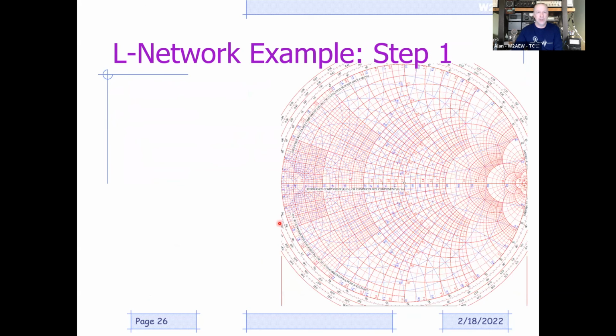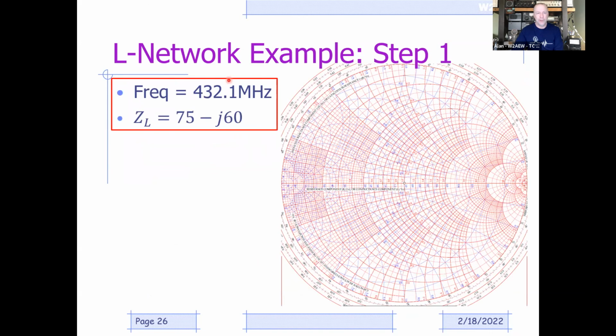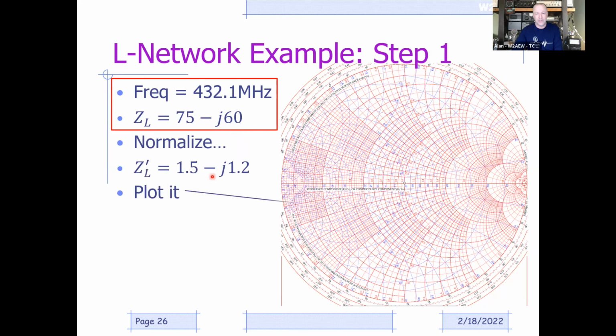Okay, so here's my practical example. Let's say I'm operating at 432.1 megahertz. I measured my complex impedance of 75 ohms minus a capacitive reactance of 60 ohms. Normalize that, plot that on the Smith chart. That's where I am. So that's where my complex impedance is. This is where I want to get to.